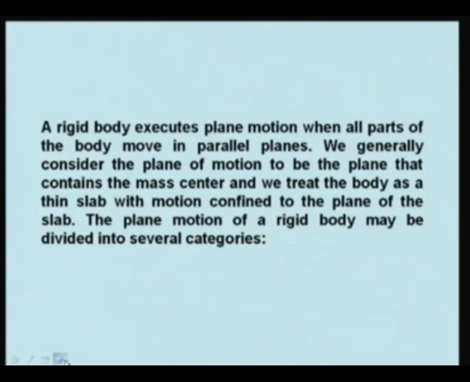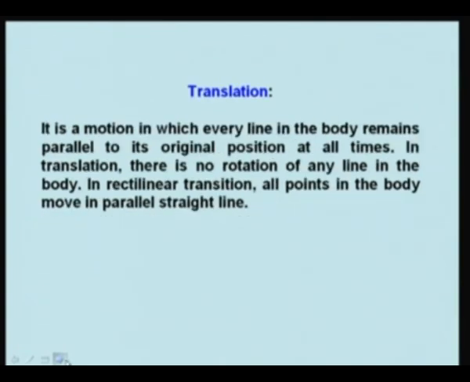Therefore, we say a rigid body executes plane motion when all parts of the body move in parallel planes. We generally consider the plane of motion to be the plane that contains the mass center, and we treat the body as a thin slab with motion confined to the plane of the slab. So, actually we will take the mass center and pass a plane through it, and the motion will take place in that plane. The plane motion of a rigid body may be divided into several categories. We discuss some of these.